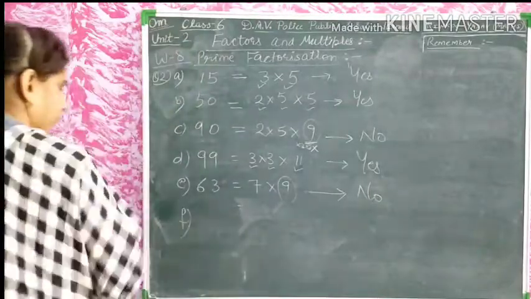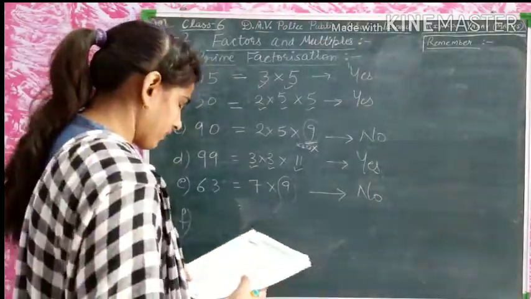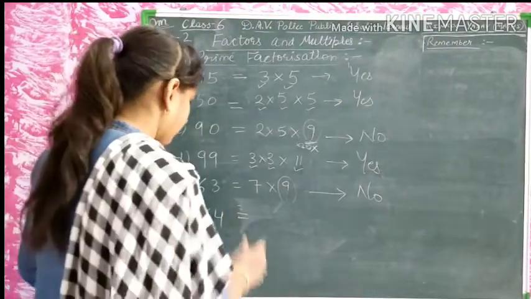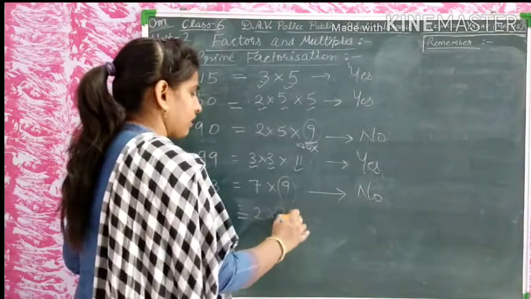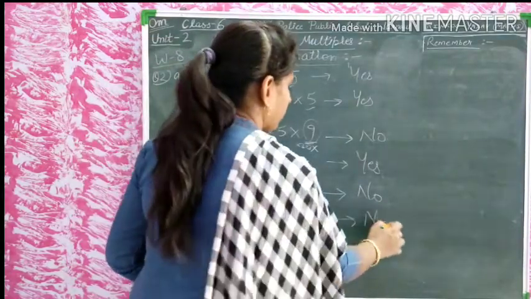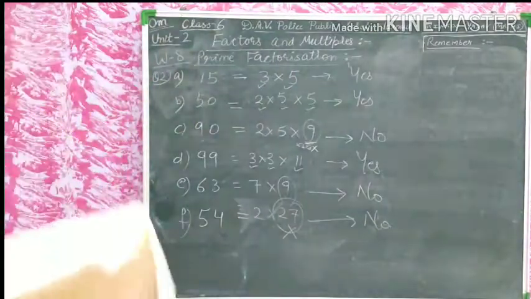Now, question F. The prime factorization of 54. 54 is equal to 2 into 27. Possible? No, because this is not the prime number. So, not possible. Is this clear, students?